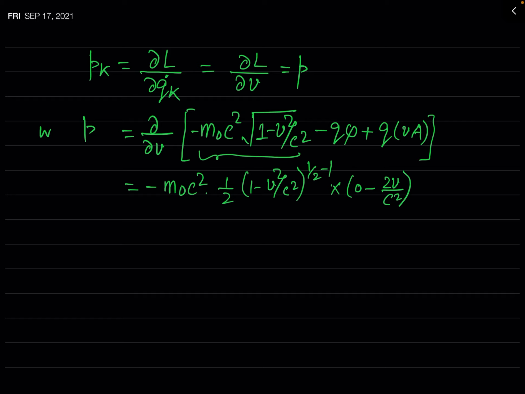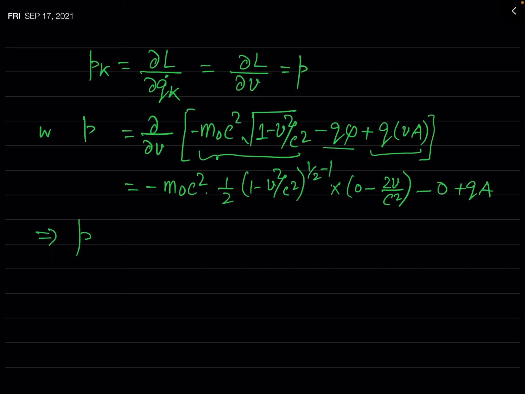Now when you operate this operator del by del v on this second term, you can see neither q nor phi is a function of v, so the derivative of q phi with respect to v will be 0. Now operate this operator on this last term. Here v will be differentiated and q and a are constant, so del v by del v will be 1, and so this last term is simply qa.